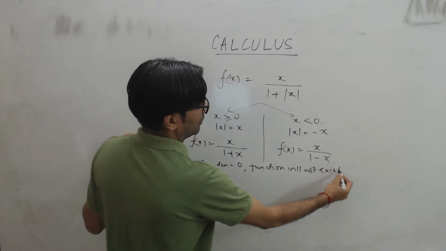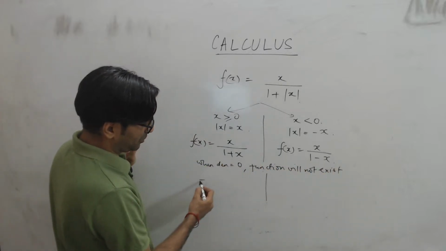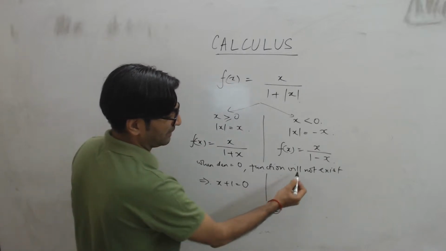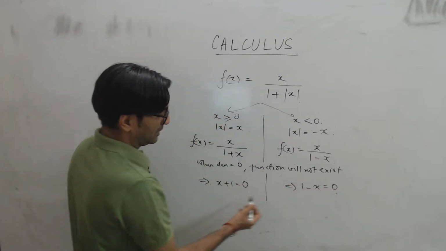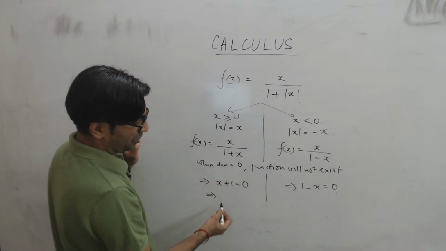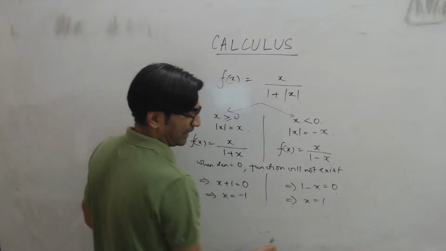Yeah. So when is the denominator 0? Which means if I continue that thought, the denominator is 0 when x plus 1 is equal to 0, and in this case when 1 minus x equal to 0, right? So the denominator becomes 0 when x is equal to minus 1, and here when x is equal to 1, right?